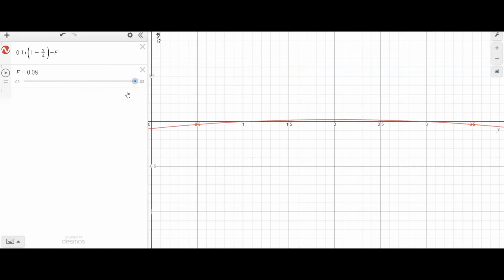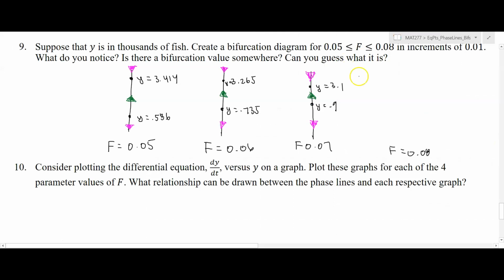If f equals 0.08, those equilibrium points have moved in even closer, 1.106 and 2.894. 1.1, and we'll just say about 2.9. And again, same behavior, small window of growth. And if your population unfortunately drops below 1,100, at that fishing rate of 80 fish per month, they're not gonna make it. Now we want to look if there's a bifurcation value.